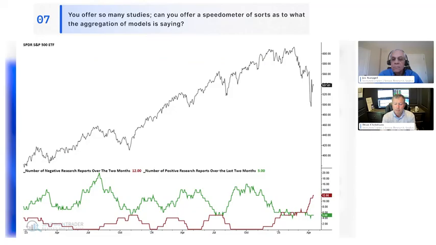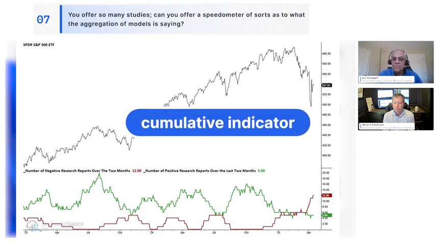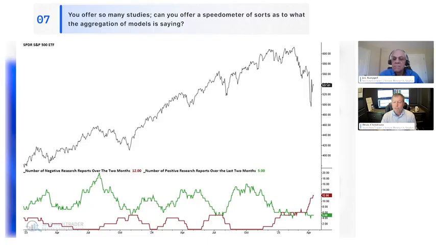I went back and I looked at each research note that I've published over the last, let's call it 2 years, and determined whether that research report was bullish/positive or bearish/negative. And then I created a cumulative indicator that looks at the number that is bullish or bearish over a 2-month look back period. So this gives everyone an idea of whether my research reports that I'm putting out are bullish or bearish.